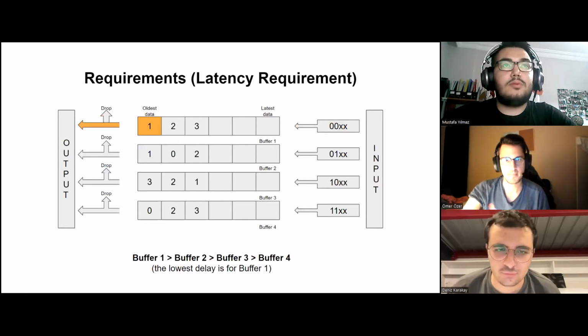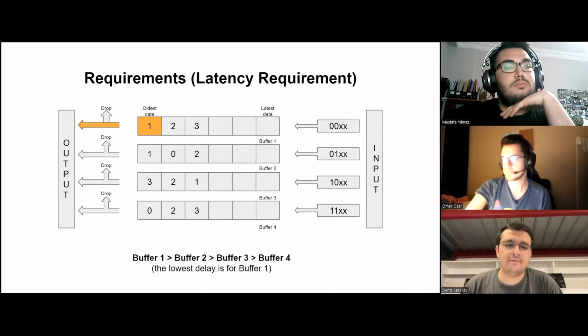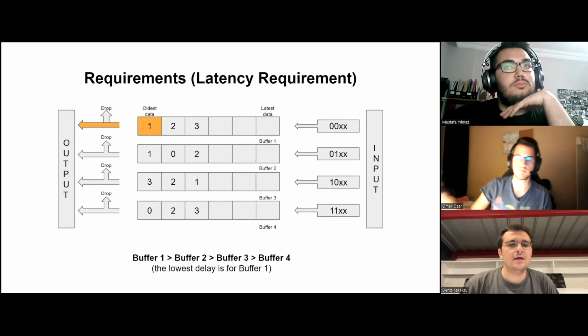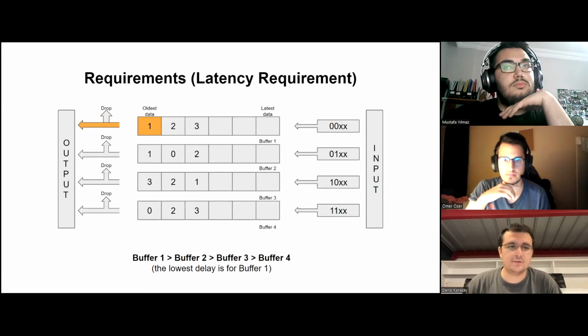Firstly, the first one is the latency requirement. The latency requirement favors the lowest delay for buffer 1, then buffer 2, then buffer 3, and then buffer 4. If we have data like this, we need to read the oldest data of buffer 1, in this case, in order to satisfy the latency requirement.